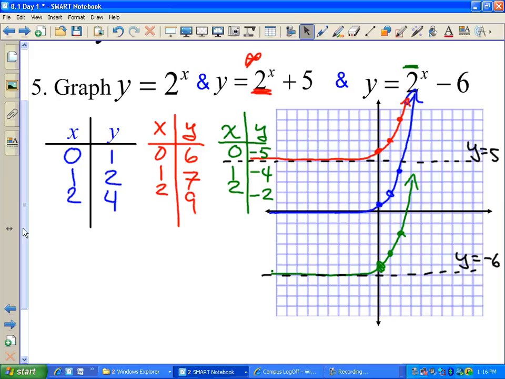So the k shifts my graph up and down, but it shifts more than just the graph. It shifts the asymptote. Yes, sir. It is kind of just one below, isn't it? Let's go back to the very first page that we did notes on.